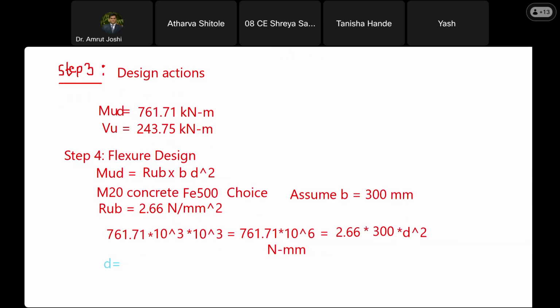Yes, tell me. Shreya, are you calculating? Yes, sir. Yes, how much? Sir, I am getting it as 30.89. No, some problem. Do it again. 761.71 into 10 power 6. Okay, let me cross verify.